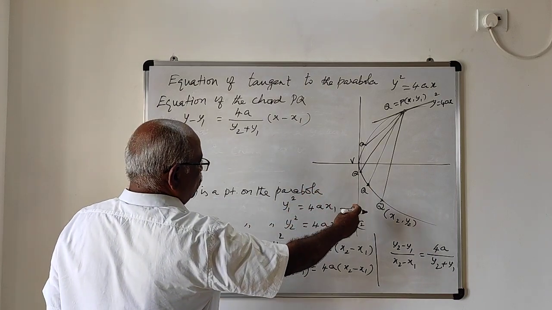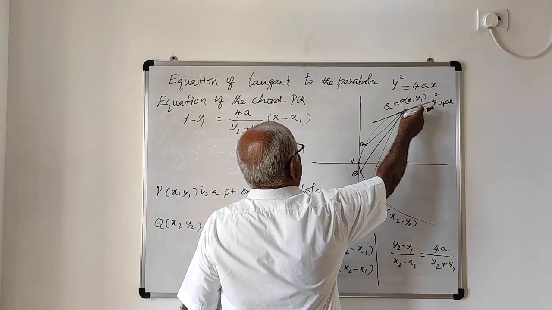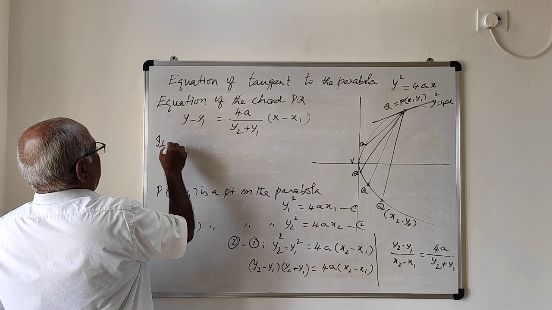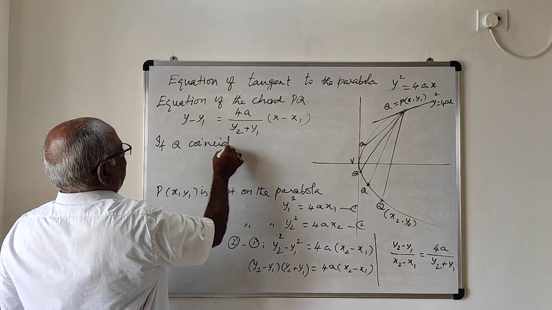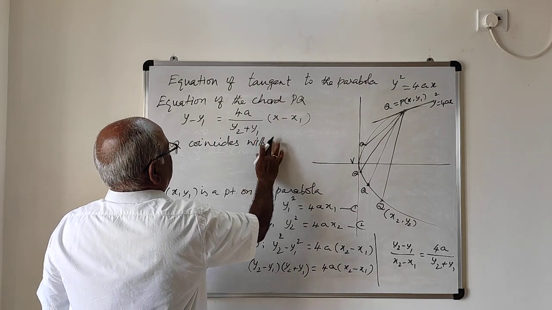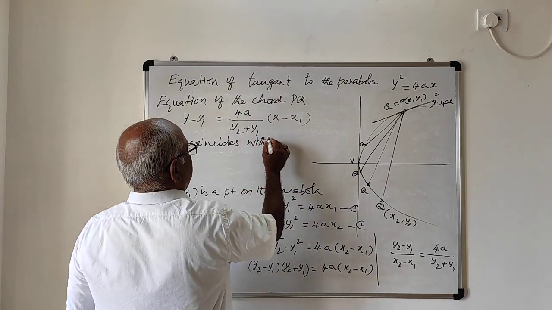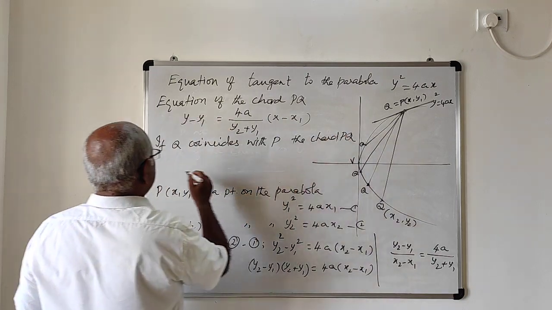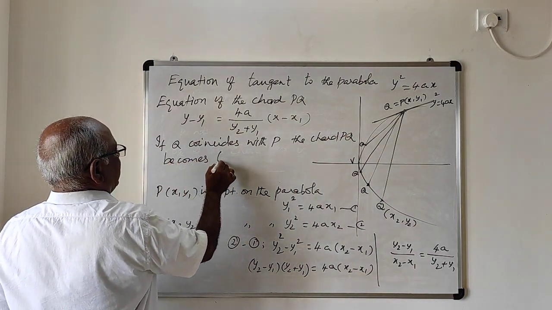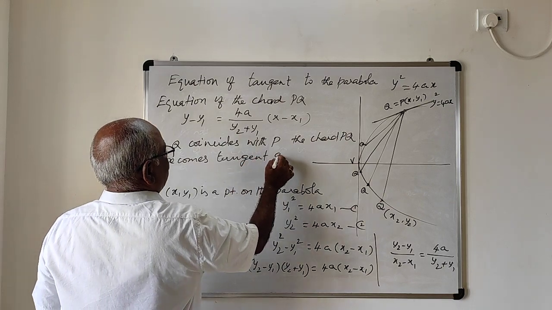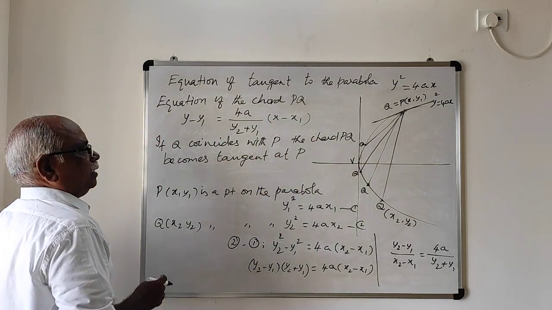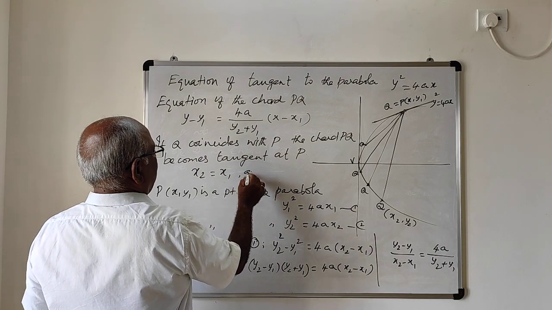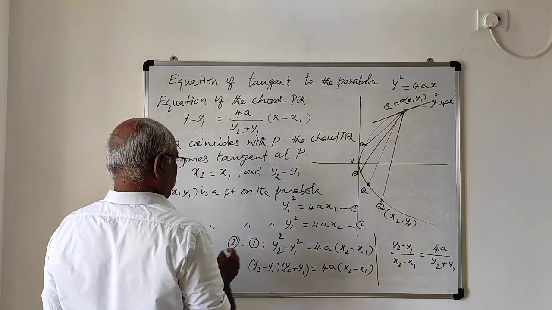So, if the point Q moves along the curve and coincides with the point P, the chord PQ becomes the tangent at P. That is, x2 coincides with x1 and y2 coincides with y1.